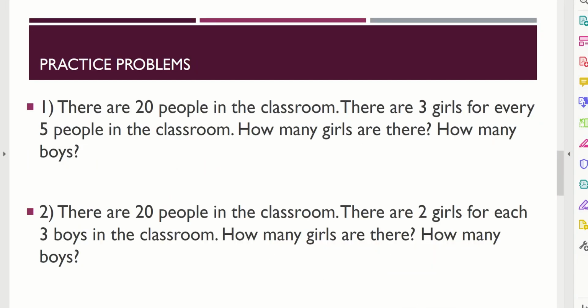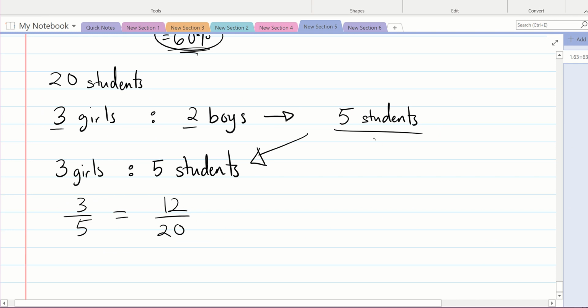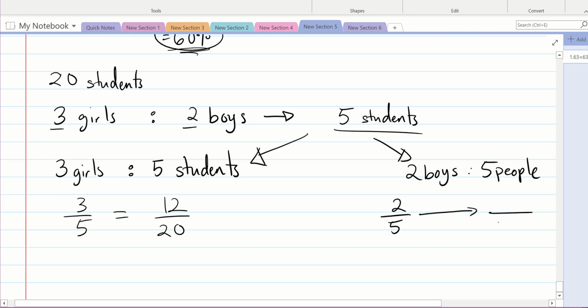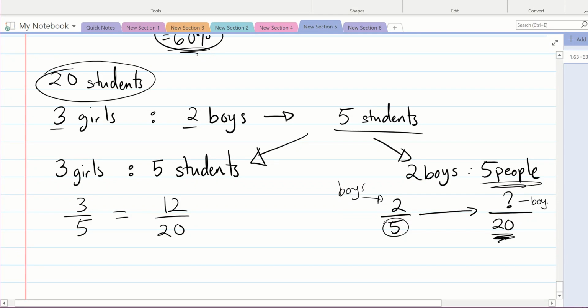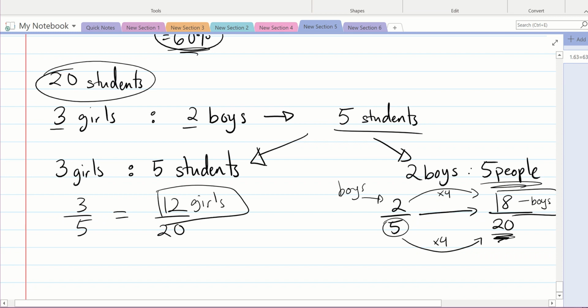Now I also asked how many girls are there, how many boys are there. Now there's 2 ways. This is the girls part, and the boys part is right here. For every 2 boys, there's a group of 5 people, right? So 2 to 5 has to turn into something to 20. Why 20? Because there's 20 students in total. This 5 represents the people, and this 20 also represents the students. This 2 represents boys, so this number is going to represent the number of boys altogether. Look for a multiplicative factor. We already know it's going to be 4. So 2 times 4 gives us 8. So we know that there's 8 boys and 12 girls. So exactly the same as the one above, but just a different way of doing it.